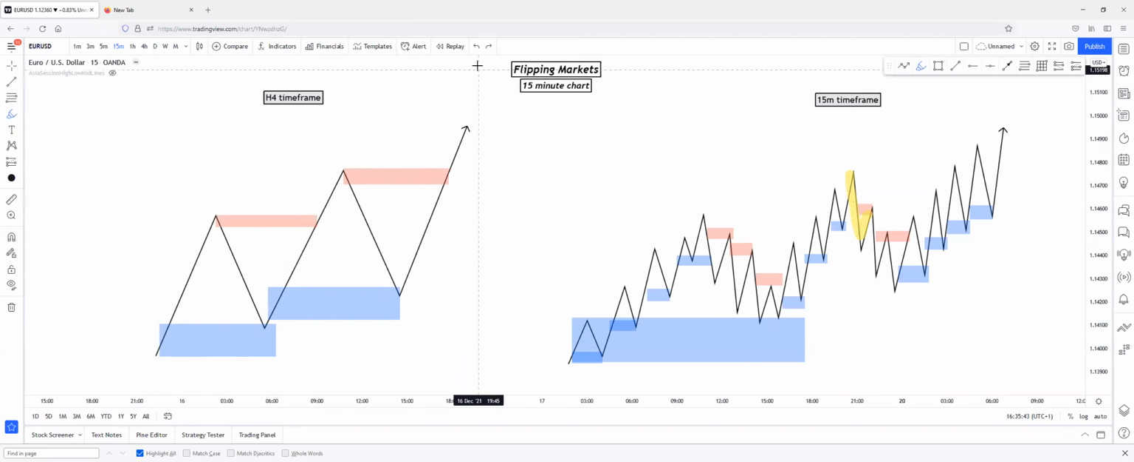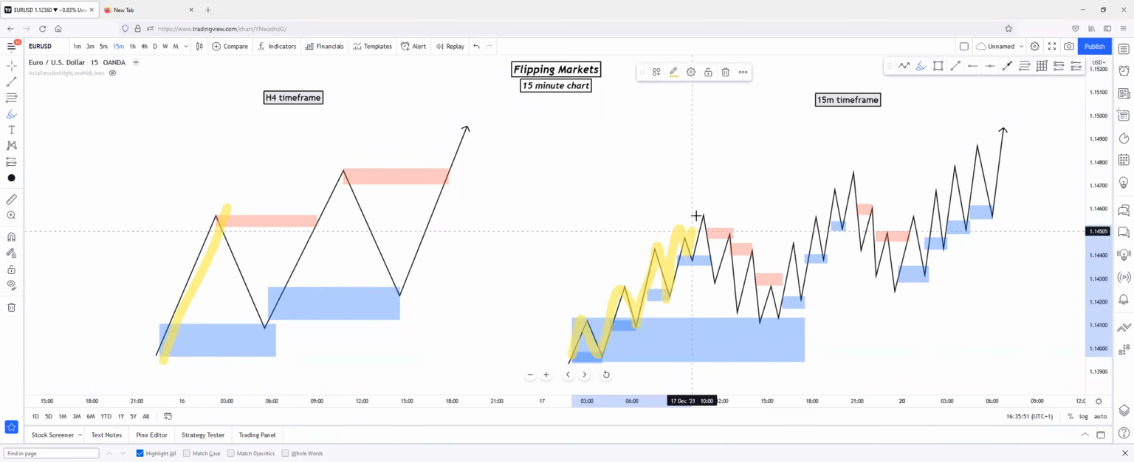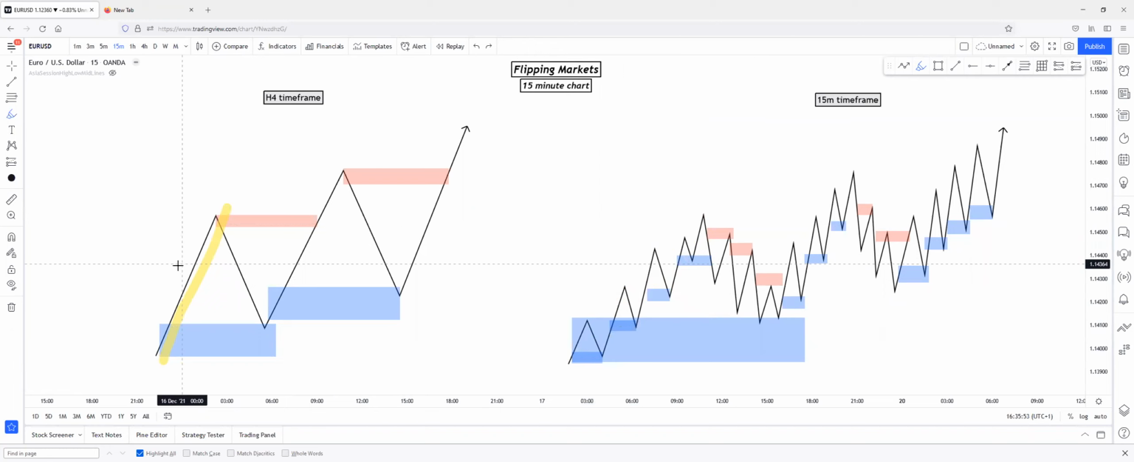This trend will look like this on the 15-minute chart. On the first leg of the 4-hour, on the 15-minute, price will respect demand zones over and over again. And as soon as price reaches its high point and turning point, price will turn bearish on the 15-minute chart, and it will respect supply zones over and over again.